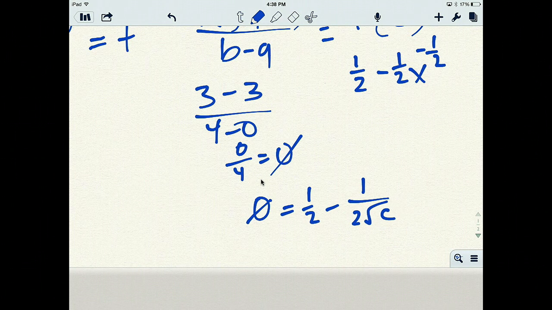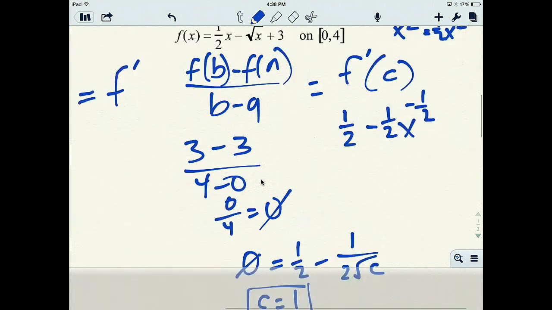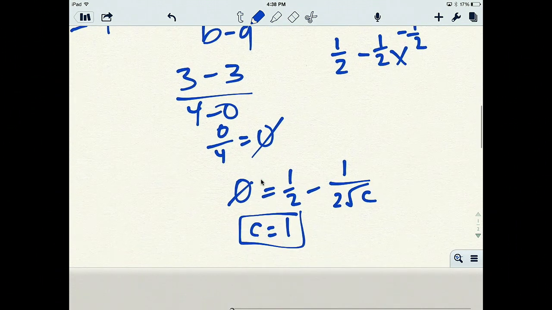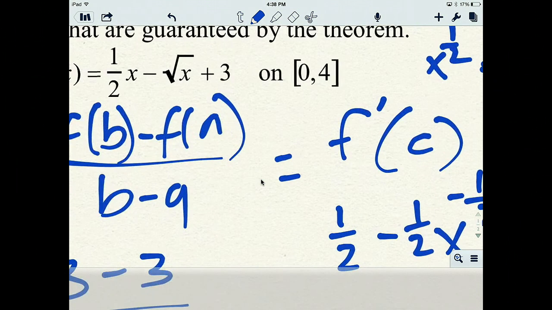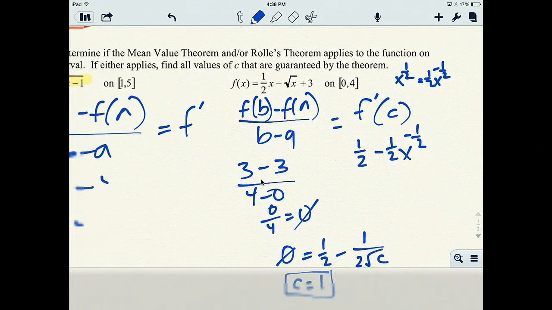There has to be some number. To make a long story short, you could solve this algebraically. You can figure this out. Some of you that are bright enough can tell that if I put a 1 where there is c, I'm going to get half minus half equals 0. The answer here is 1. So I found a number c, or what I'm telling you is that there is a number 1, okay, that is in the interval from 0 to 4, that has a slope of 0, which is the same thing as the slope of the whole thing.